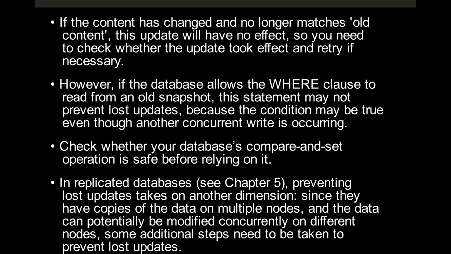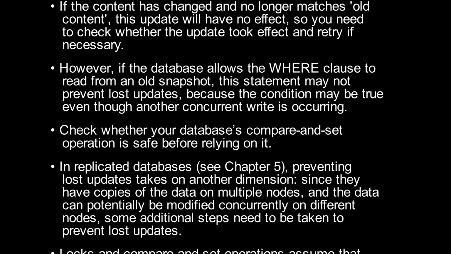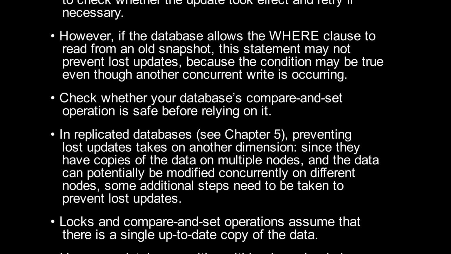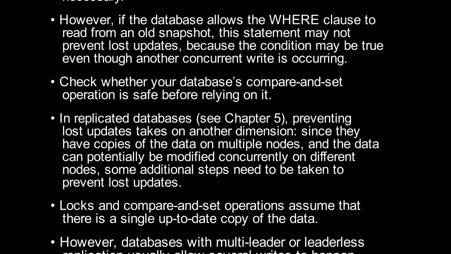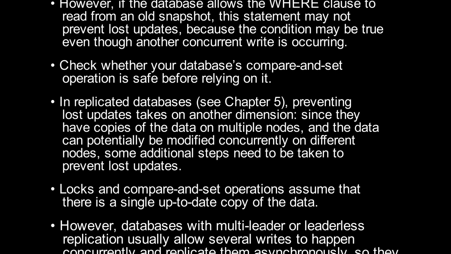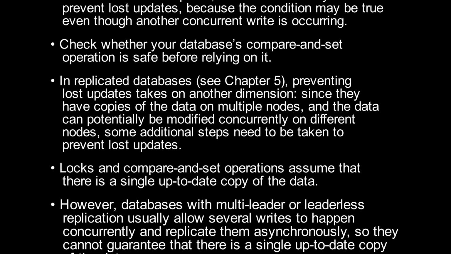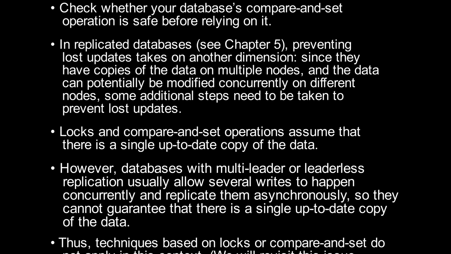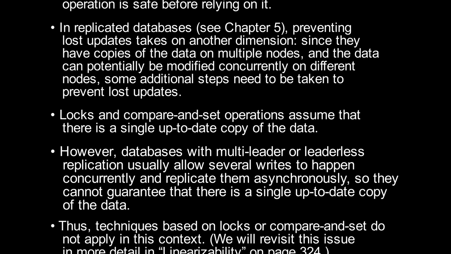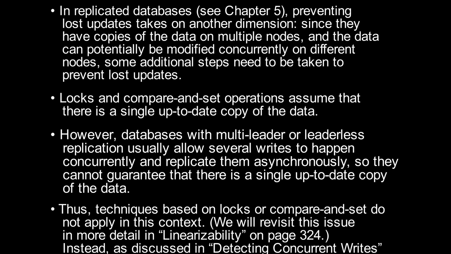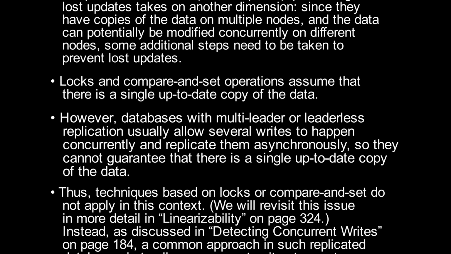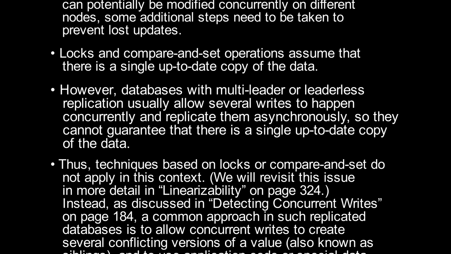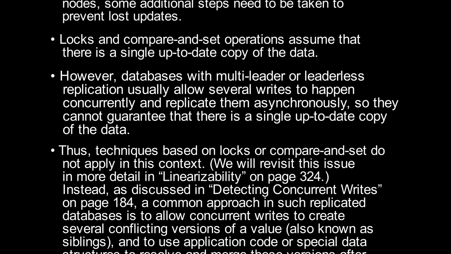In replicated databases, see Chapter 5, preventing lost updates takes on another dimension, since they have copies of the data on multiple nodes, and the data can potentially be modified concurrently on different nodes. Some additional steps need to be taken to prevent lost updates. Locks and compare-and-set operations assume that there is a single up-to-date copy of the data. However, databases with multi-leader or leaderless replication usually allow several writes to happen concurrently and replicate them asynchronously, so they cannot guarantee that there is a single up-to-date copy of the data. Thus, techniques based on locks or compare-and-set do not apply in this context. We will revisit this issue in more detail in linearizability on page 324.